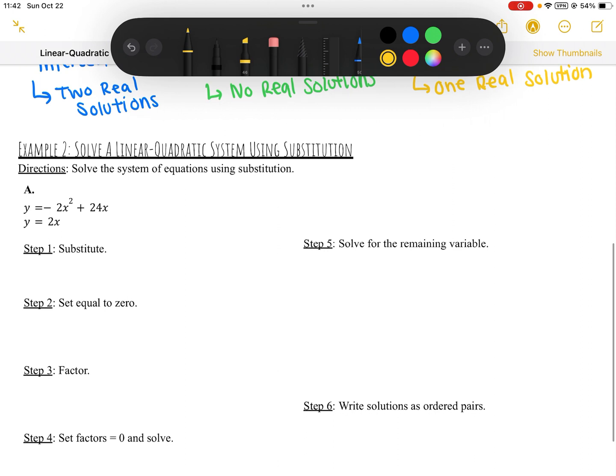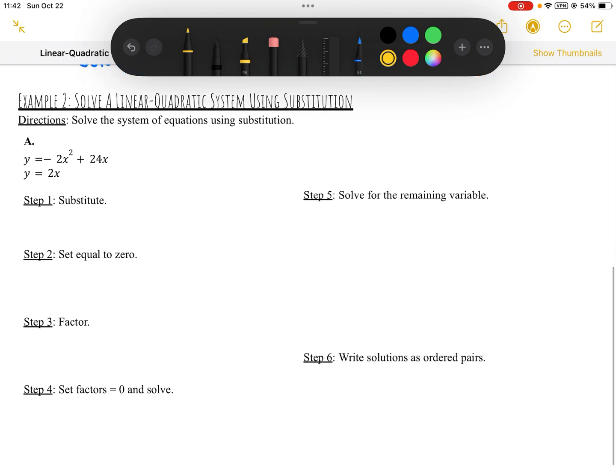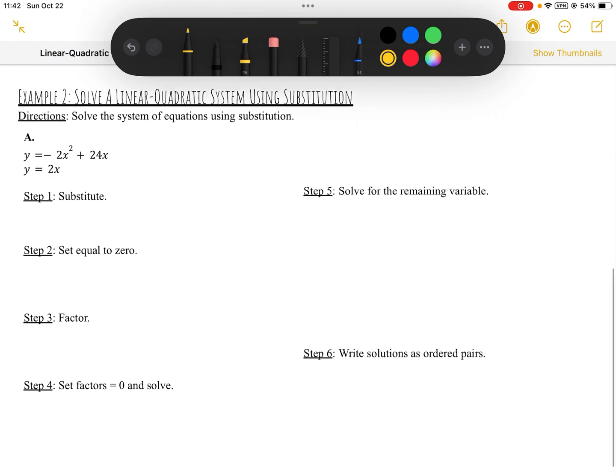So for example 2, and the main focus of this lesson is going to be, solve a linear quadratic system using substitution. Previously, we looked at substitution when we had two linear equations. Today, we're going to have one that's a quadratic and one that's linear. Again, quadratic has a power of 2, exponent of 2, and linear only an exponent of 1. So we're going to have 6 steps here.